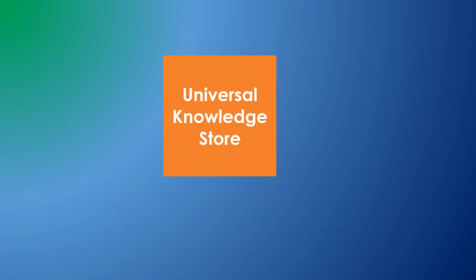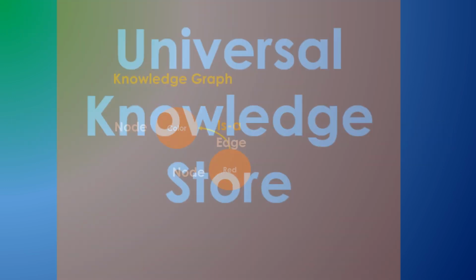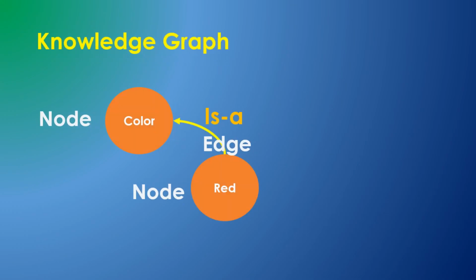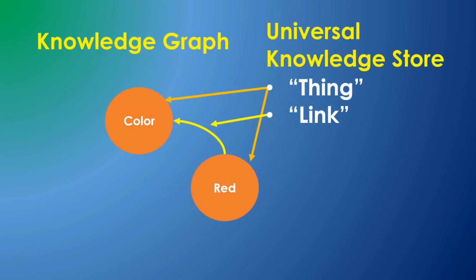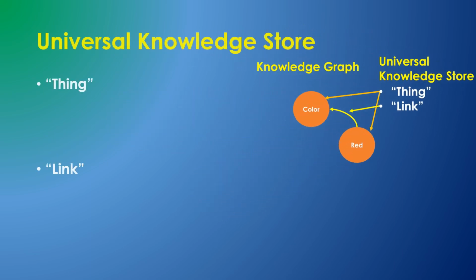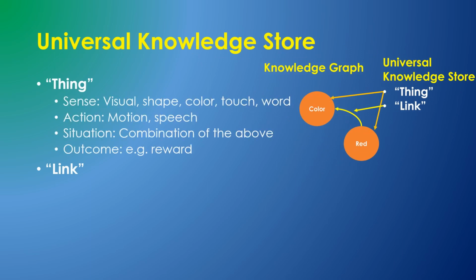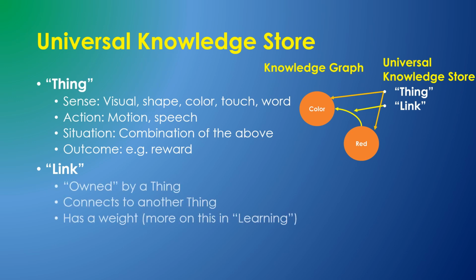So what's inside the Universal Knowledge Store? The module contains only 2 useful object types: a thing and a link. The thing represents anything, a word, a physical object, an action, etc. And a link connects one thing to another.